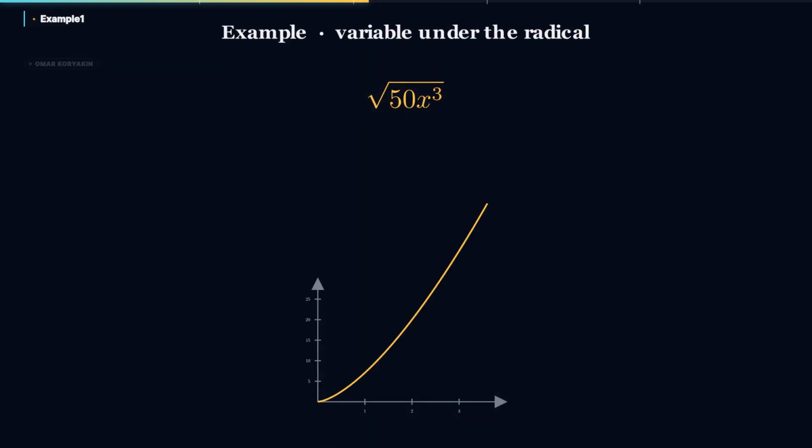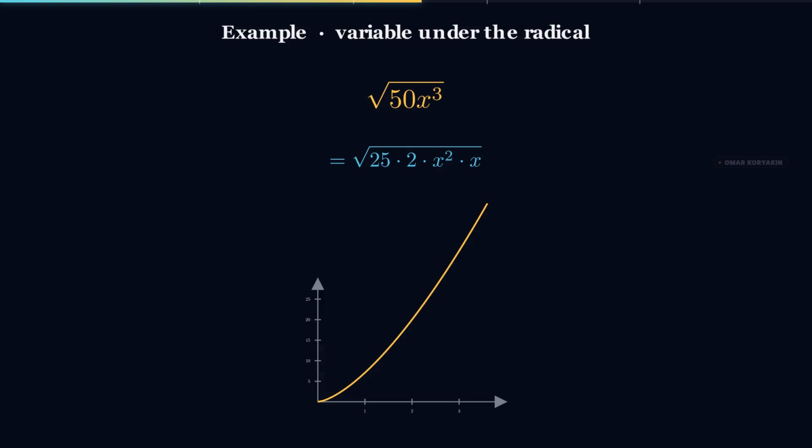Simplify the square root of 50x cubed. Both the number and the variable need attention. Factor the radicand. 50 equals 25 times 2. X cubed equals x squared times x. So the radicand is 25 times 2 times x squared times x.